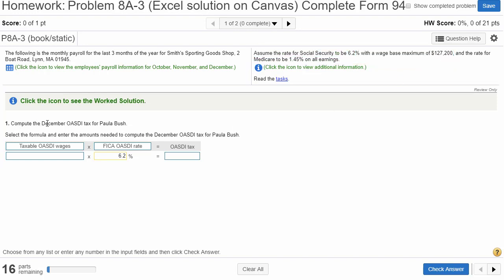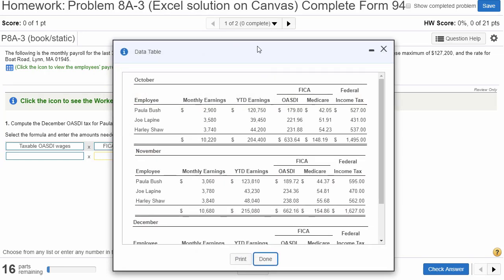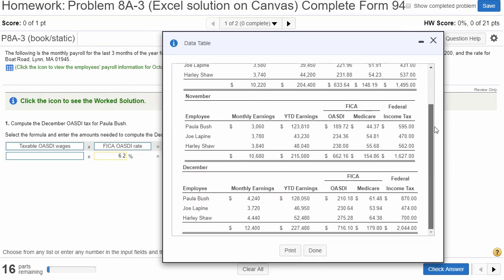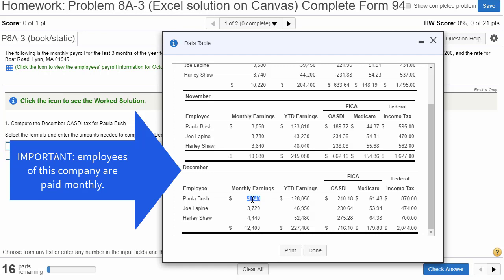So again, we're calculating the December OASDI tax for Paula, which is probably the most complicated thing in this problem. So let's go back here and scroll down to December. So here's December. We have to figure out how much of this 4240 is taxable for Paula. Well, first thing we're going to do is look to see if she was over the limit.